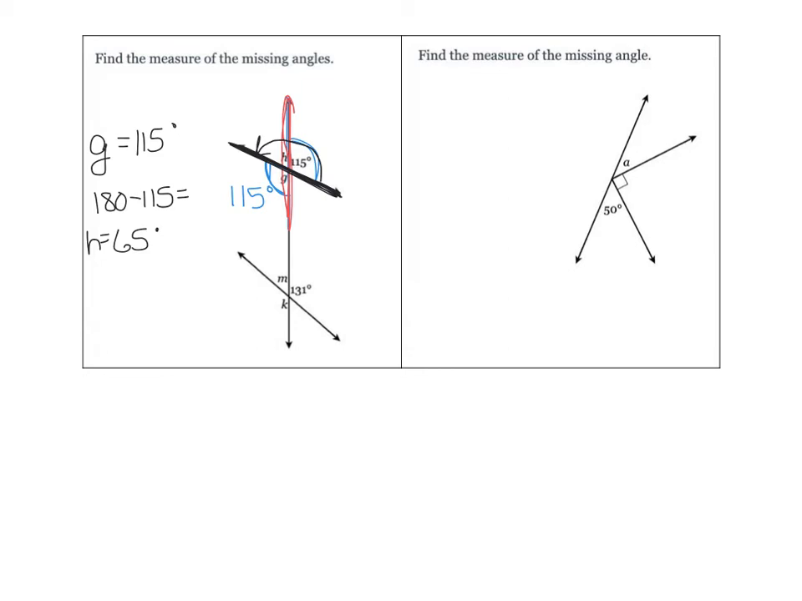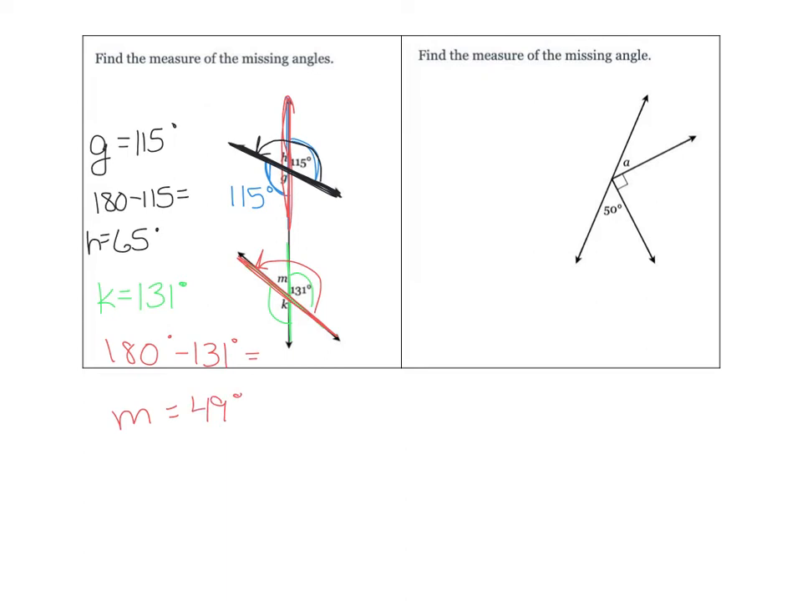There are no parallel lines in this picture, so this section down here is almost like its own problem. It's not connected with the top. Looking at this, I see that K is vertical with the 131, so K equals 131 degrees. Then if I look at this straight line, I see that M and the 131 add up to 180, so I do 180 minus 131 and I get that angle M is going to be 49 degrees. Okay, so those are your 4 angles for that one.